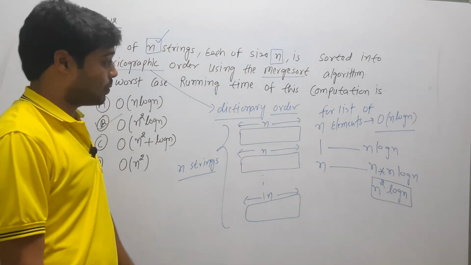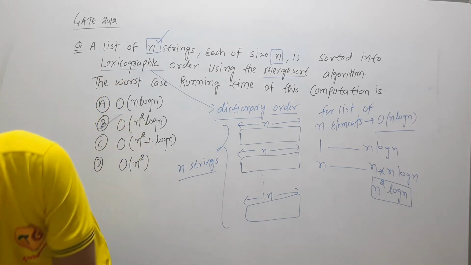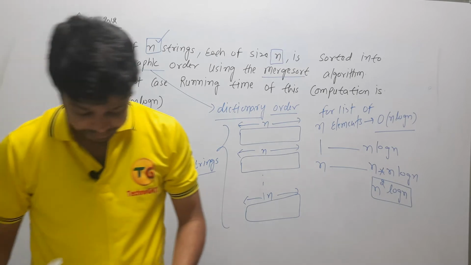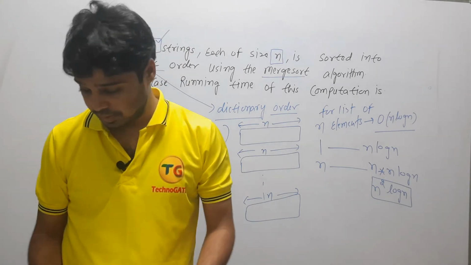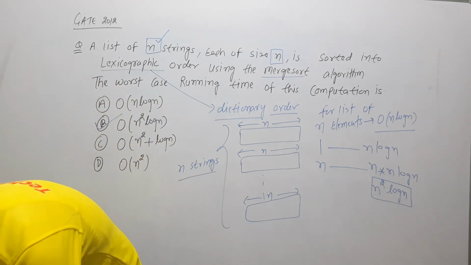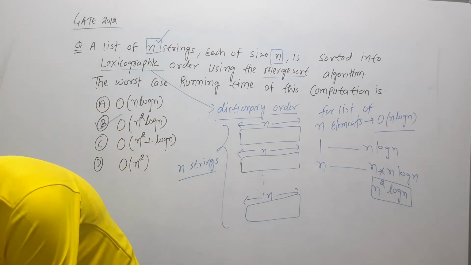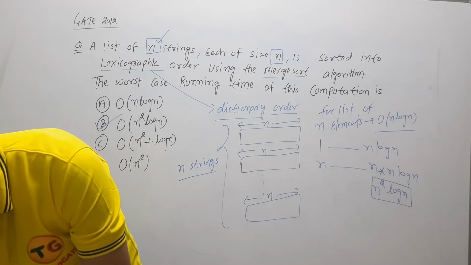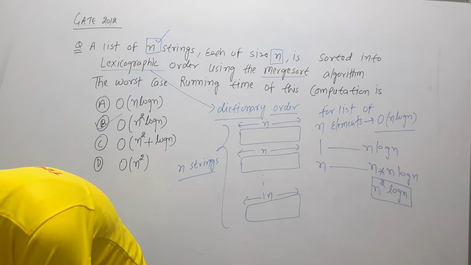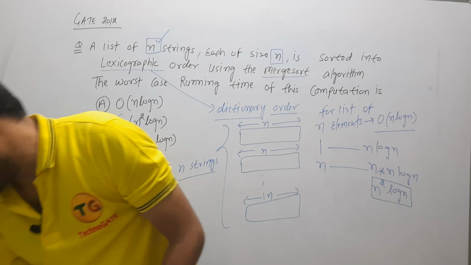Clear? So this is one of the GATE problems. These types of problems are very common, very good problems. And let's check another one. So next one is what?